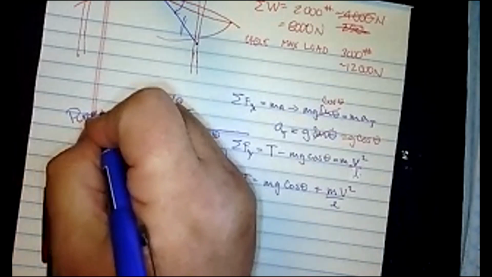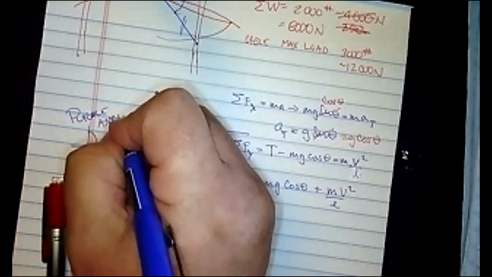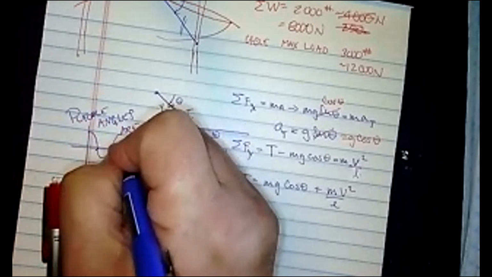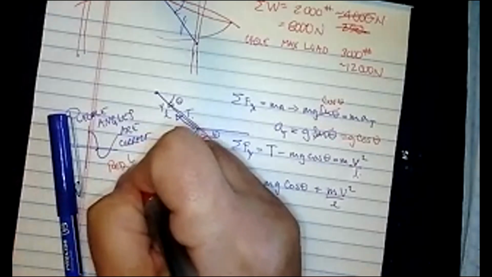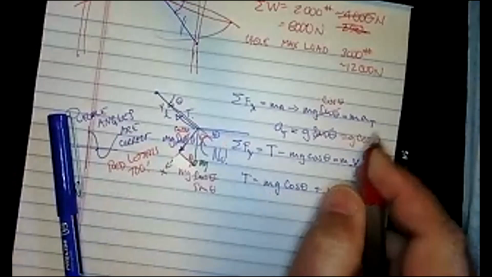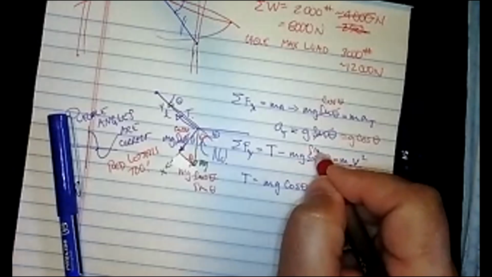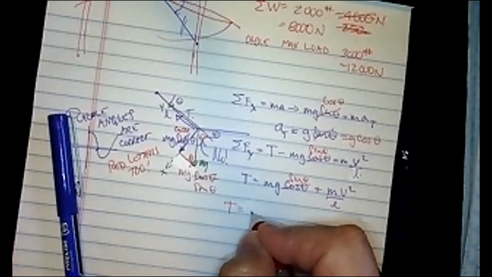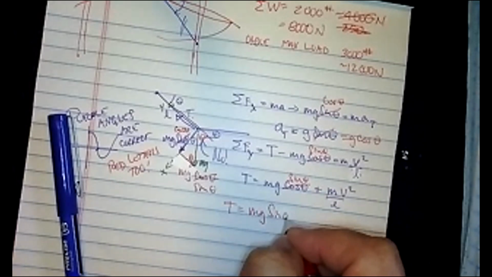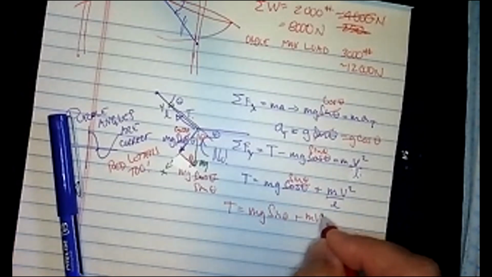So purple angles are correct. Red letters too are correct. So this is now going to become sine theta. So what we get is T is equal to mg sine theta. That makes a lot more sense. Plus mv squared over L. That's the big thing.